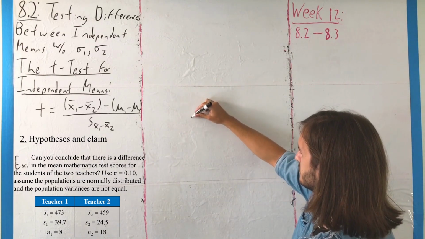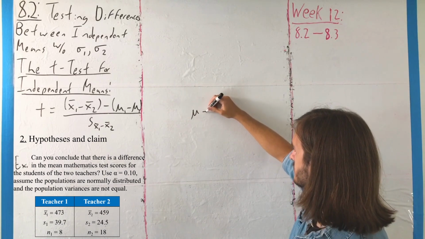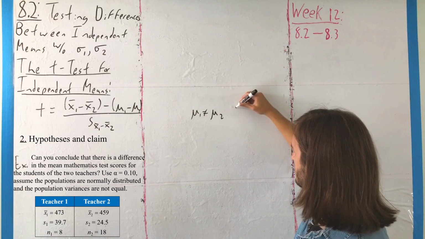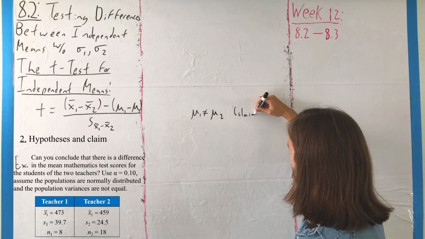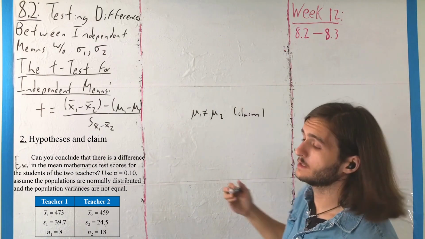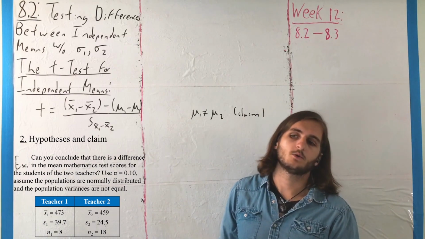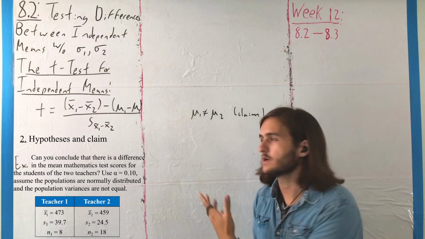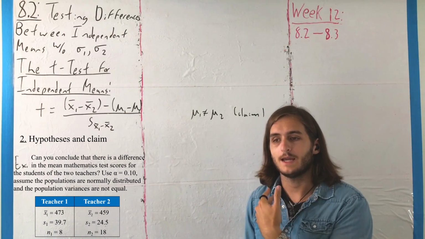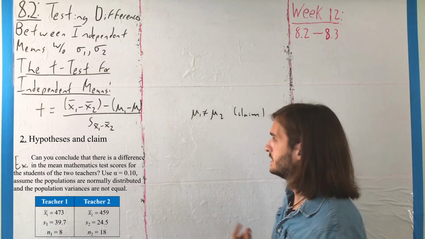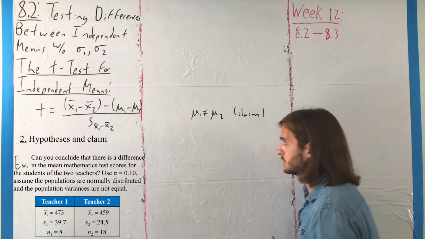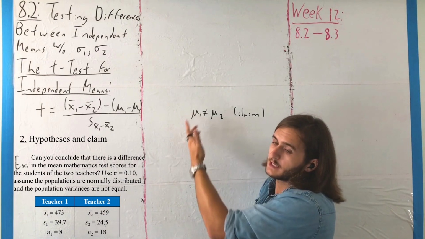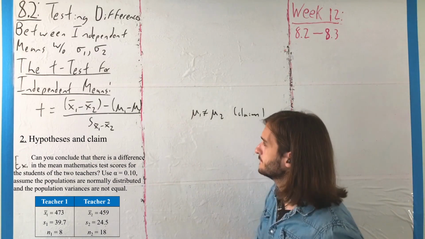So, one of our hypotheses, the one that we are claiming, is that mu1 is different from mu2. Mu1 can be bigger, mu1 can be smaller. And remember here, we're not saying that mu1 is bigger or smaller than a specific thing, we're saying that it's bigger or smaller than another value, a different parameter for a different population. In this case, either teacher 1 has higher scores or teacher 1 has lower scores.